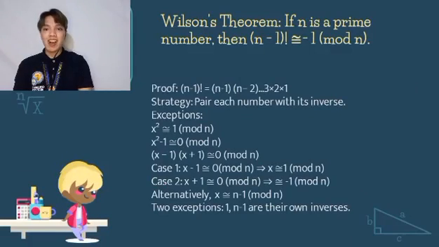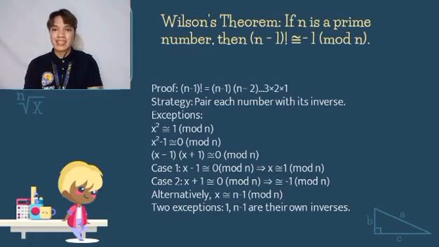To further discuss Wilson's theorem, if n is a prime number, then (n-1)! is congruent to -1 mod n. And here is the proof. (n-1)! is equal to (n-1) multiplied by (n-2) and so on, multiplied by 3, multiplied by 2, multiplied by 1. And here is the strategy. Pair each number with its inverse. And also, there are exemptions.